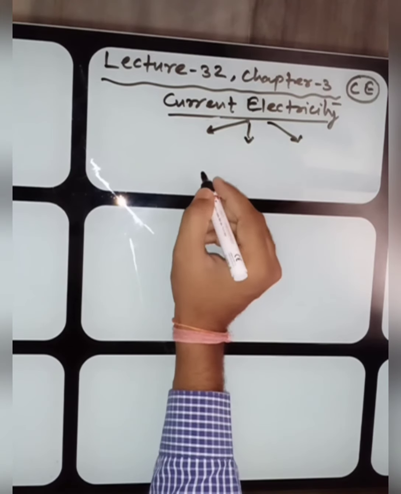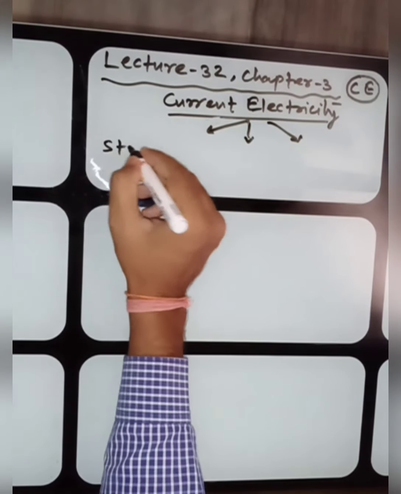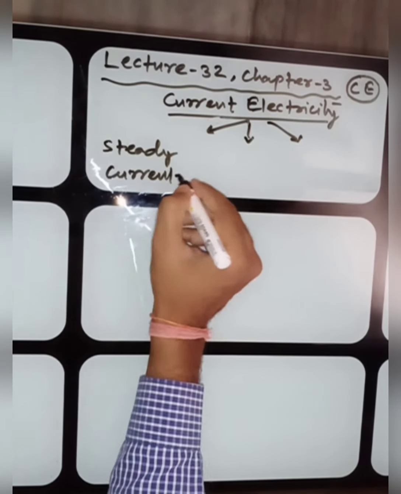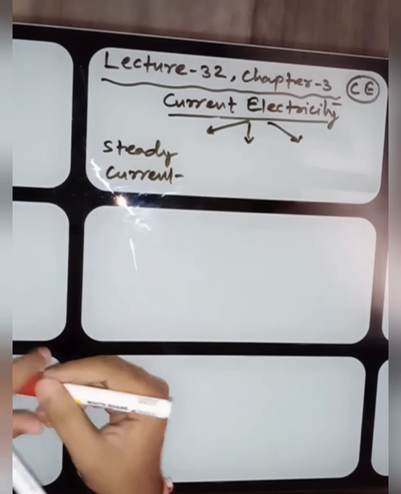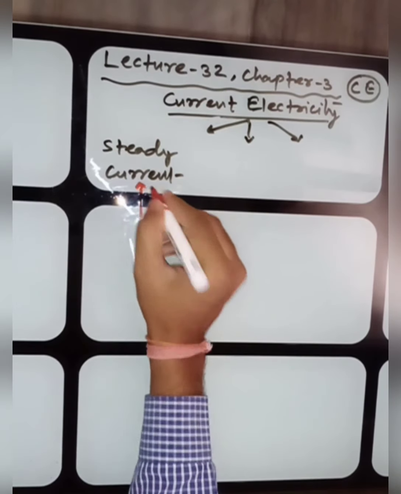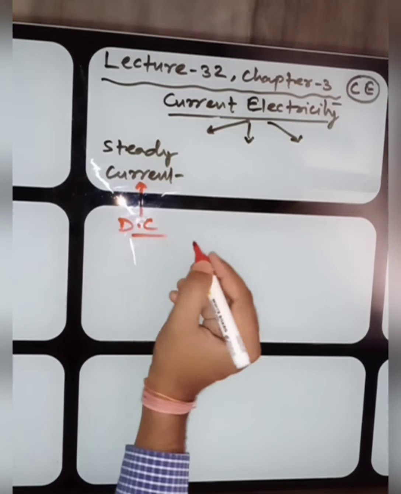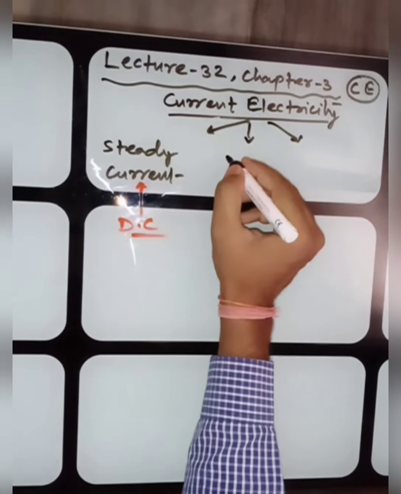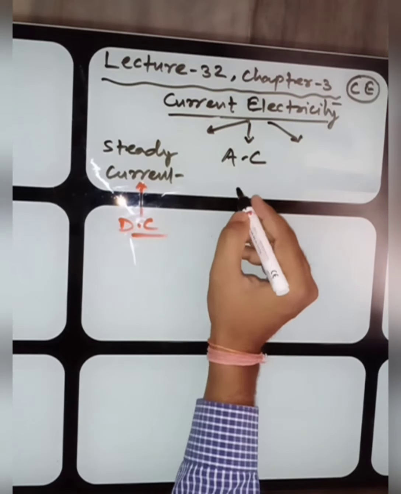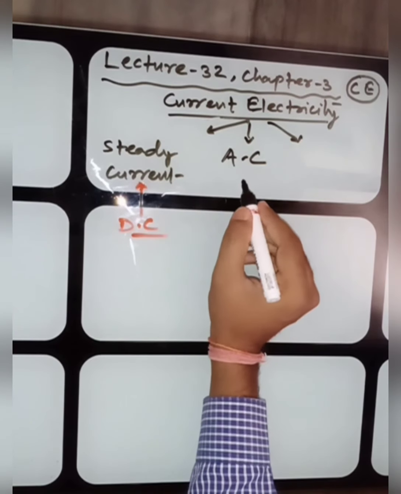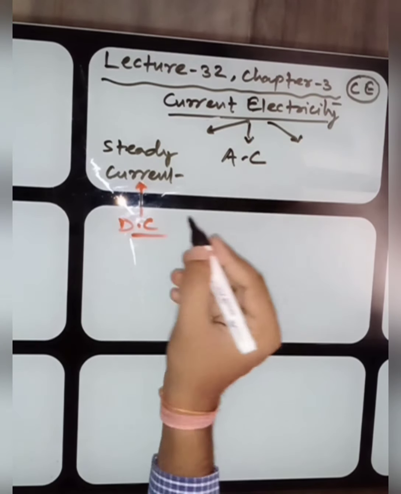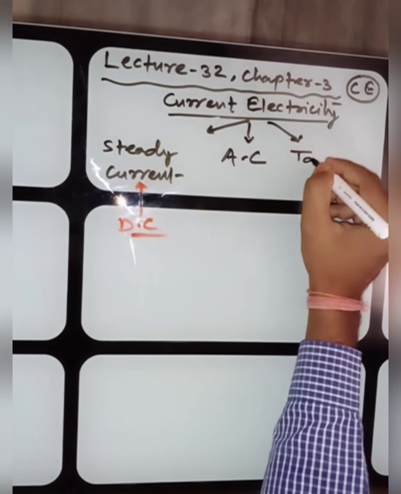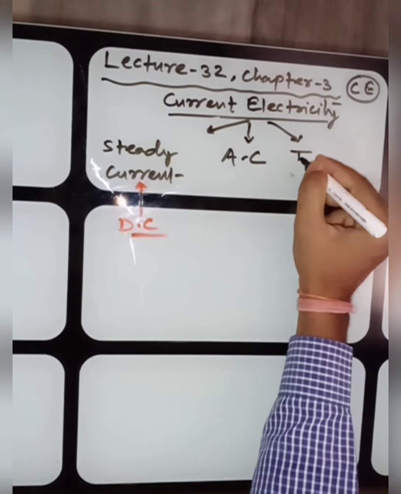One is called the steady current. This is also called DC, that is the direct current. Now the second one is alternating current or AC. Remember, in short I am writing here the alternating current. And the third one is the transient current.